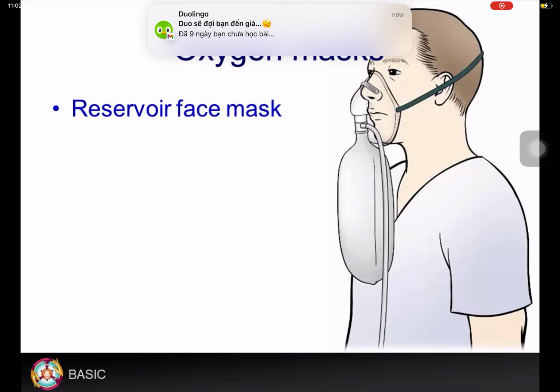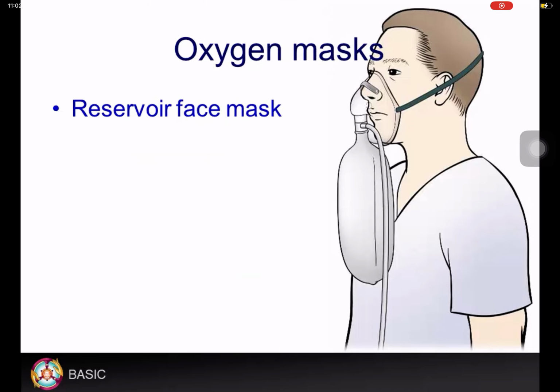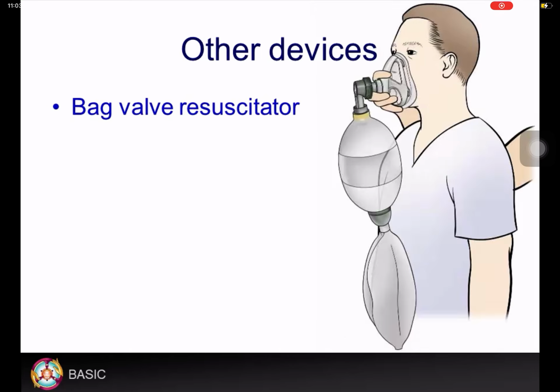Reservoir face masks can deliver up to 70% oxygen, depending on the oxygen flow rate, but need to be adjusted so they are tightly applied to the face. Otherwise, it is easier to entrain air from around the mask than to inspire oxygen from the reservoir bag. Other oxygen delivery devices include bag valve resuscitators, which supply 100% oxygen if applied tightly to the face. It's important to realize that adults, but not young children, can breathe spontaneously through a bag valve resuscitator.